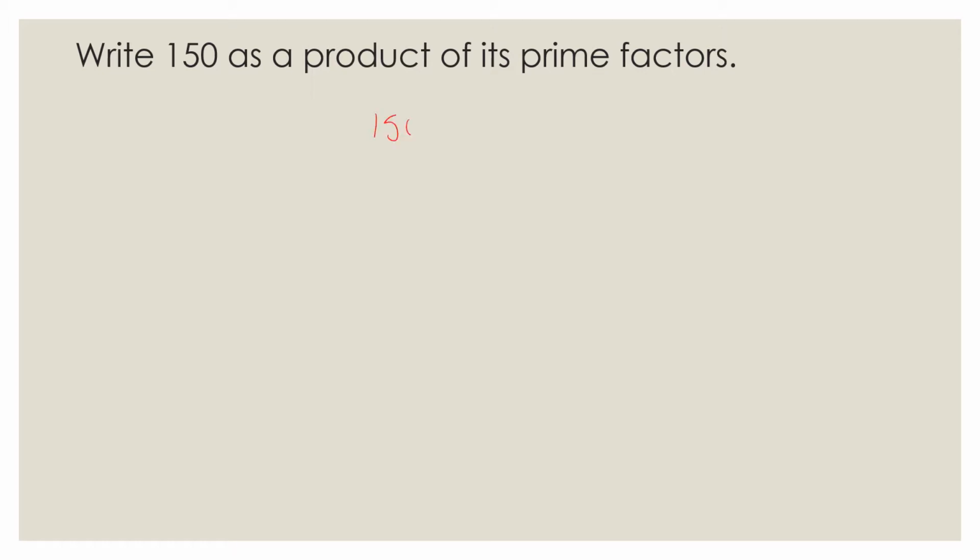So we're going to put 150 here. I always like splitting things into two if I can, because it's your smallest prime number. So 150 as a product of its prime factors is 2 times 3 times 5 squared.